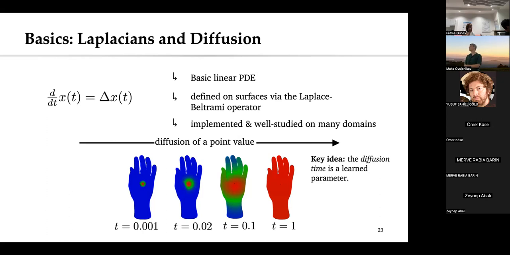Our key idea is to have a learnable layer, where we make the diffusion time a learned parameter. We take some input signal and diffuse it for some amount of time, and that time is the learnable parameter of the network. Intuitively, this enables information communication without convolution. Imagine you have some information stored at this point. We can diffuse this information, propagating it, and how far we propagate is controlled by this learnable time t.